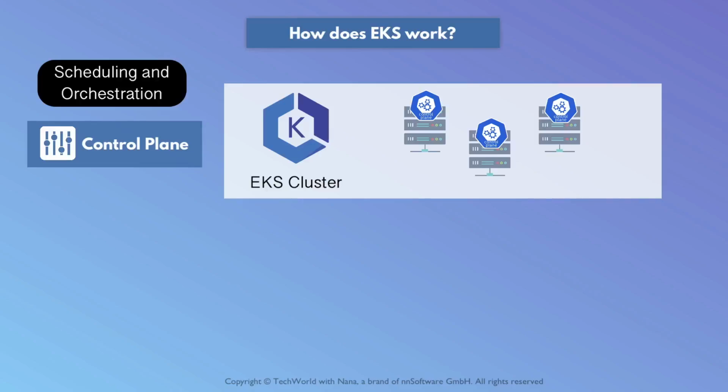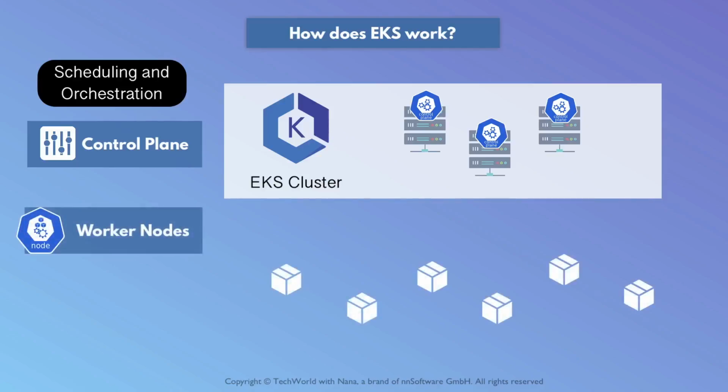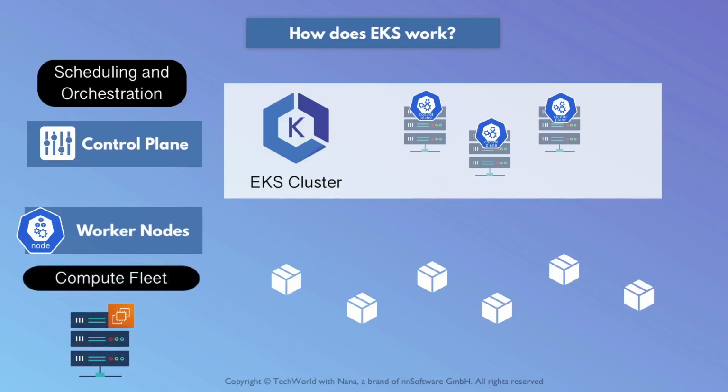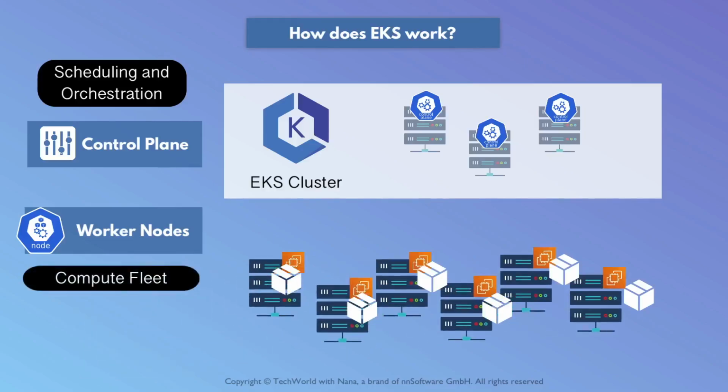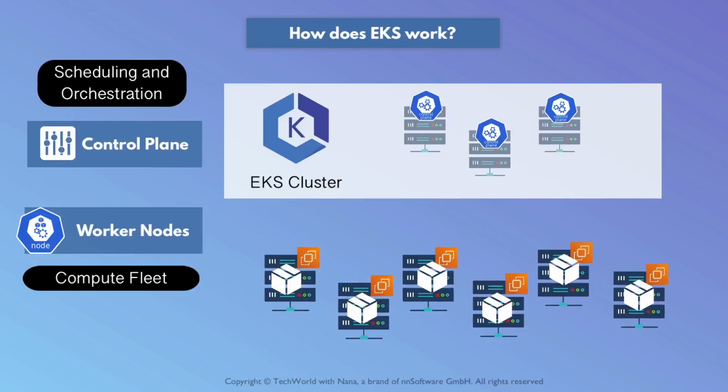So with EKS, you have the control plane nodes configured. Now you need the worker nodes. You need infrastructure that actually runs your pods and workload. Again, the same way as in ECS, you will create EC2 instances, the so-called compute fleet of multiple virtual servers, and then connect them to the EKS.